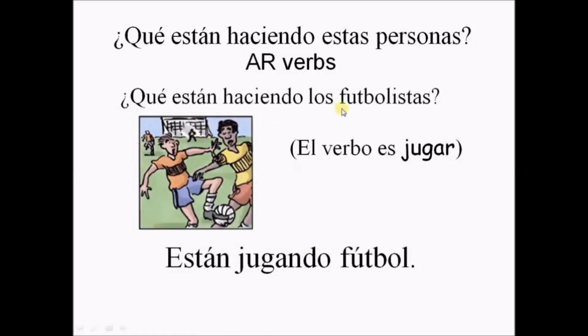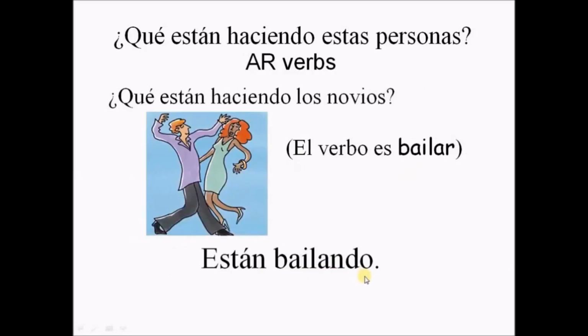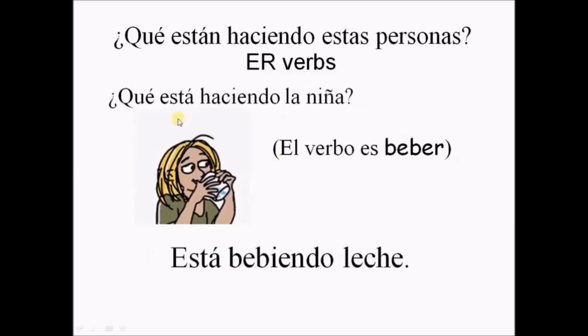¿Qué están haciendo los futbolistas? El verbo es jugar. Están jugando fútbol o al fútbol. ¿Qué estamos haciendo en la biblioteca? El verbo es estudiar. Estamos estudiando. ¿Qué están haciendo los novios? El verbo es bailar. Están bailando. ¿Qué está haciendo el banquero? El verbo es contar. Está contando su dinero. ¿Qué está haciendo la niña? Está bebiendo leche. Now we are using ER verbs.